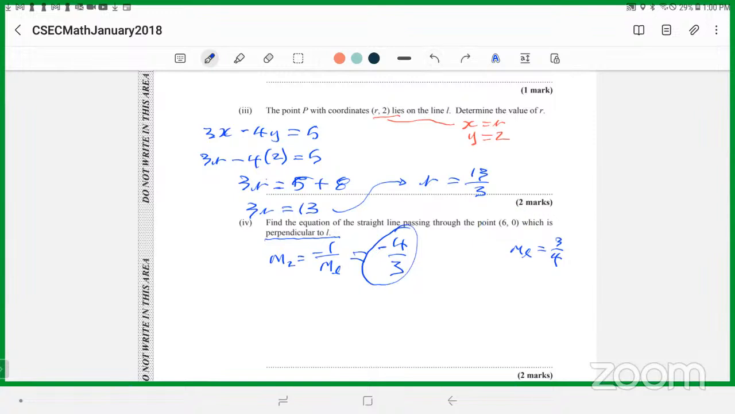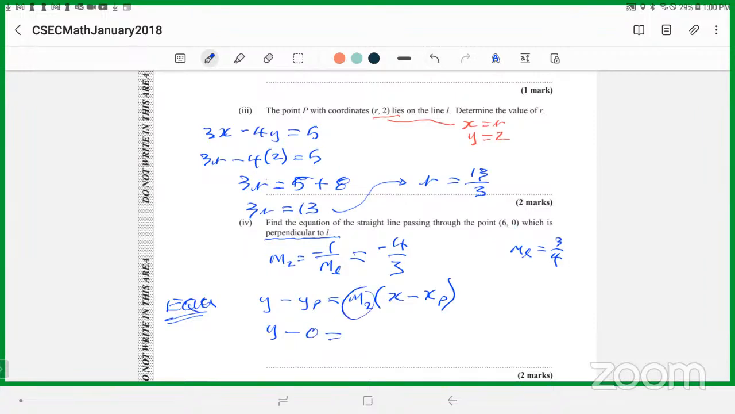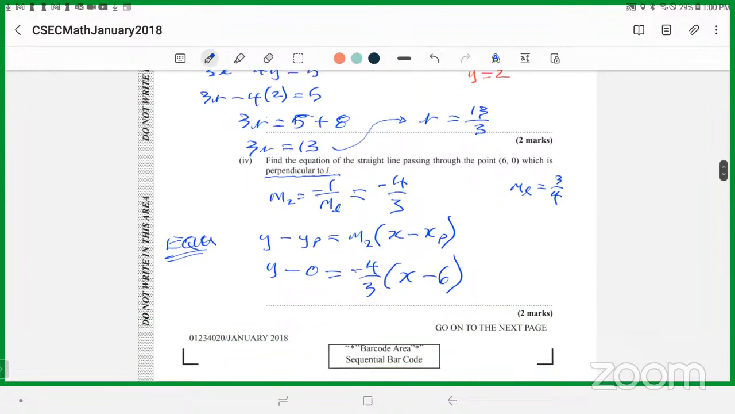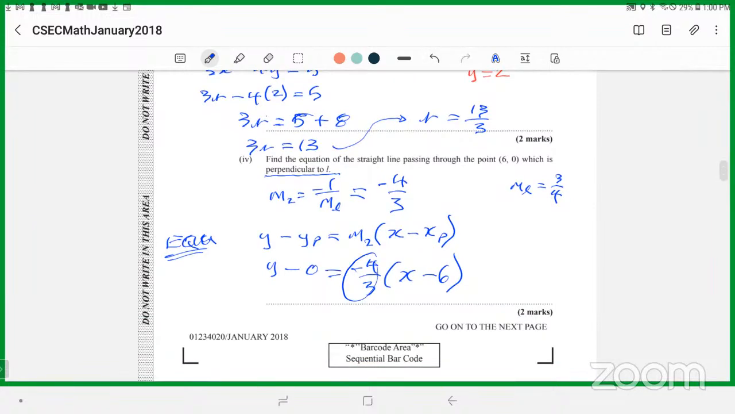So it becomes y minus the y value at the point equals the gradient of the second line into x minus the x value at the point. That is the equation that we're getting now. So it's y minus the y value at the point, which is 0, equals the gradient of that perpendicular line that we want, negative 4 over 3, into x minus the x value at the point, which right here is 6. Since it's just a 0 over here, I'm not going to multiply this across the bracket. I'm not going to bother to transpose the 3 over here.